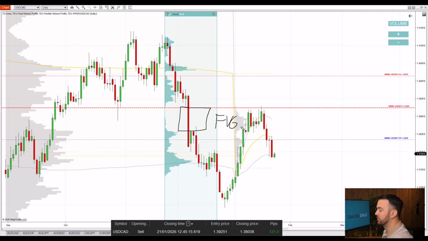Fair value gap, that's from Smart Money Concepts, and right here, exactly at my level, was the beginning of the fair value gap. And I like to trade from the beginning of a fair value gap, right? So that's why the level was exactly here. And there was also another reason, not just the volume cluster and the fair value gap, but also a little additional thing that added strength to the level.